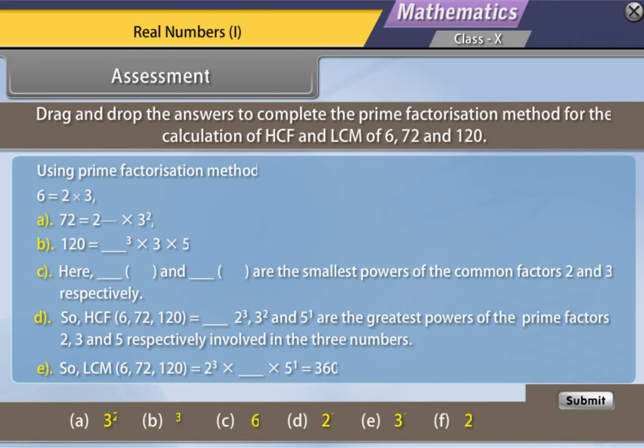Assessment. Before proceeding further, let us know how much you have learned. Drag and drop the answers to complete the prime factorization method for the calculation of HCF and LCM of 6, 72 and 120.